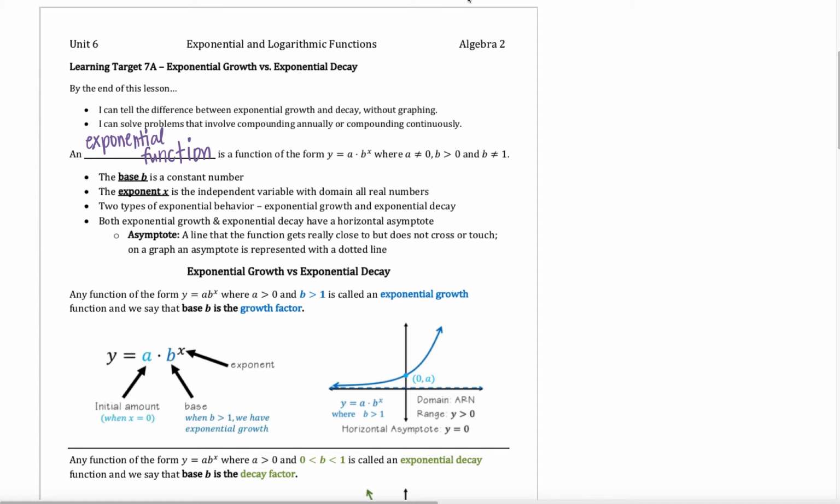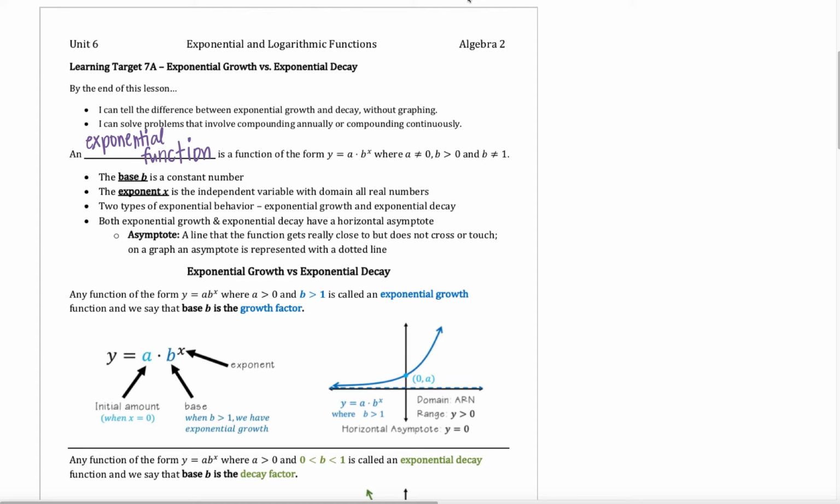And in this video, we're going to focus on the difference between exponential growth versus exponential decay. By the end of this lesson, we will be able to tell the difference between exponential growth and decay without graphing. We'll actually be able to see this through just the equation itself. And then we will solve some problems that involve compounding annually or compounding continuously and talk about the differences between those two. So what is an exponential function?